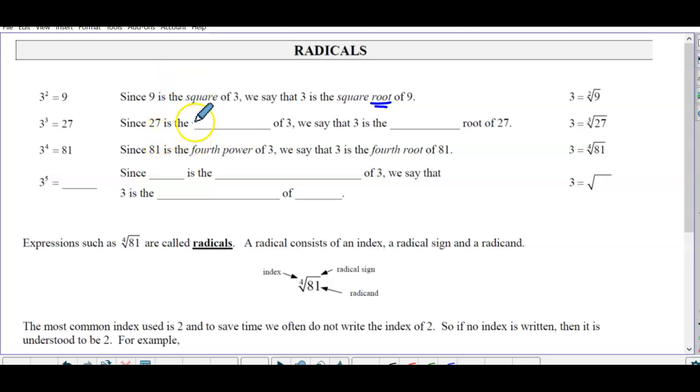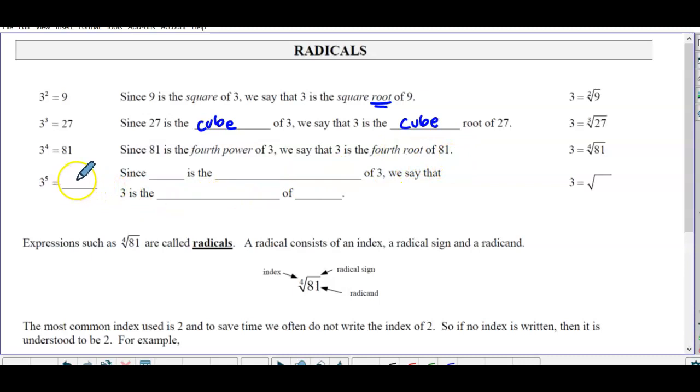Next one, 3 cubed is 27. So since 27 is the cube of 3, we say 3 is the cube root of 27. Okay, 3 to the 4th is 81. Since 81 is the 4th power of 3, we say 3 is the 4th root of 81. So when it was squared, exponent 2, exponent 3, there were special words for that. Exponent 4, no special words. It's the 4th power or the 4th root.